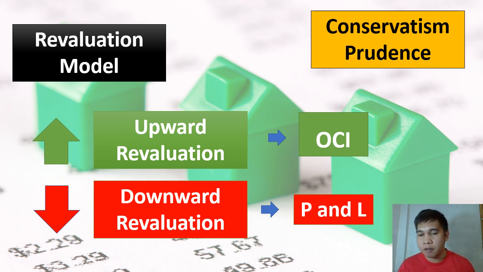So pag sinabi natin profit and loss, ultimately magiging part yan ng retained earnings pag nag-closing na tayo. However, si OCI, although part siya ng statement of comprehensive income, wala siya dun sa profit and loss part, nandun siya sa ilalim, other comprehensive income. Then ultimately, hindi siya mapupunta sa retained earnings kasi may separate account siya sa ating shareholders equity. Specifically, yung account na yun is yung revaluation surplus.